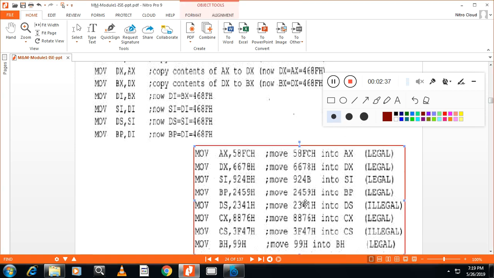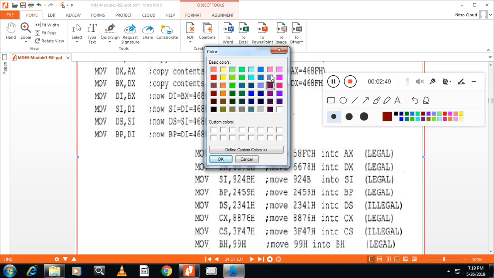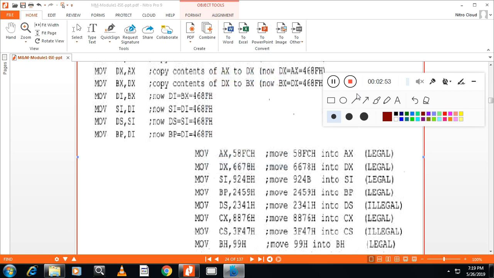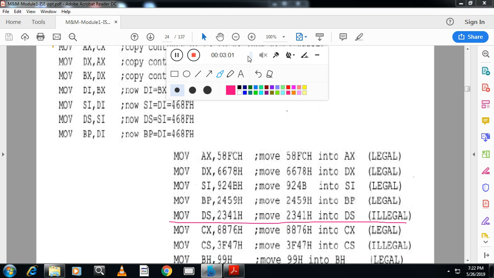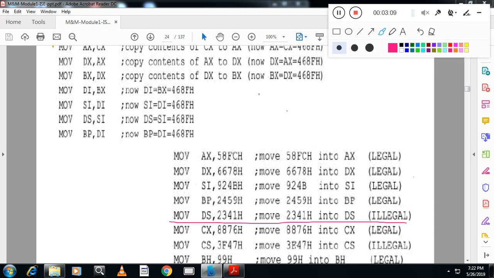This says this instruction is illegal. Which one? Let me point this one properly. So in the diagram, you can see this instruction is illegal. That means you cannot move a direct value to a segment register. That provision is not there. You cannot move the value directly to any one of the segment registers. So that is illegal. Here also you can see this value cannot be moved to the code segment register. That is illegal. Clear? Okay, next.